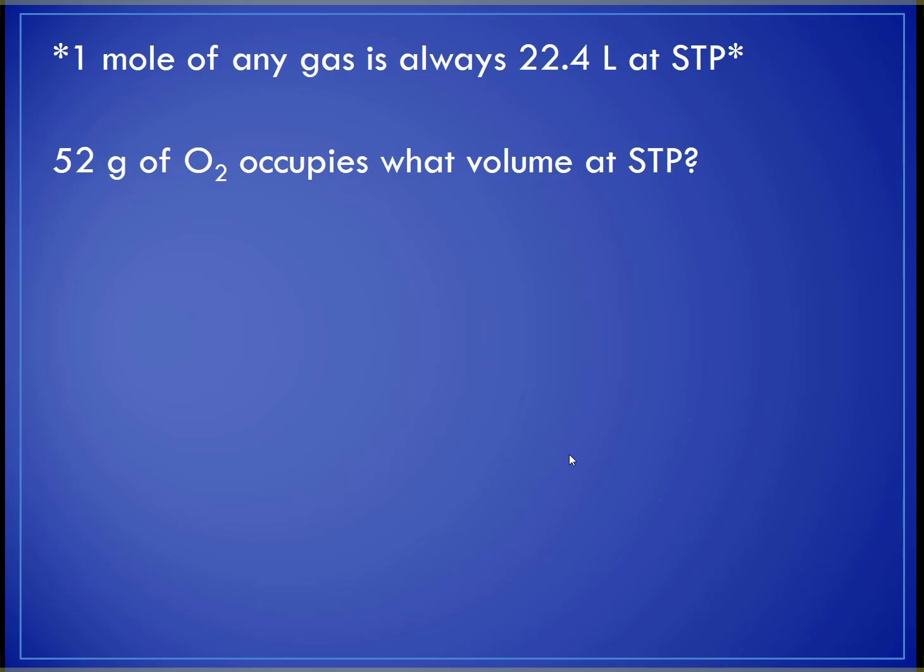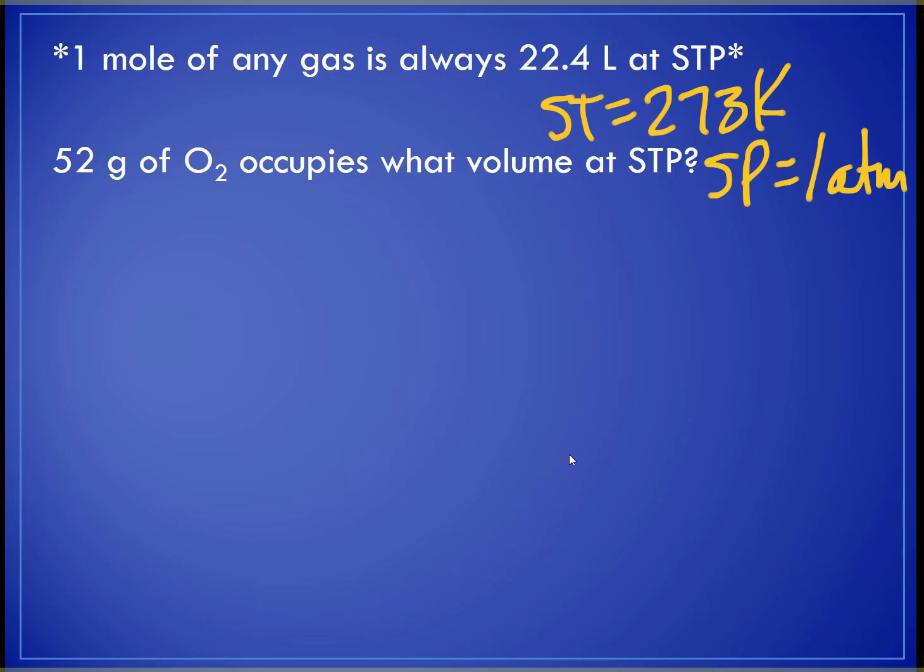As I've said before, 1 mole of any gas is always 22.4 liters at standard temperature and pressure. And remember that standard temperature is 273 Kelvin and standard pressure is 1 atmosphere. When we have PV = nRT, when we're using that, we need to be in the atmosphere units. So let's look at this problem.